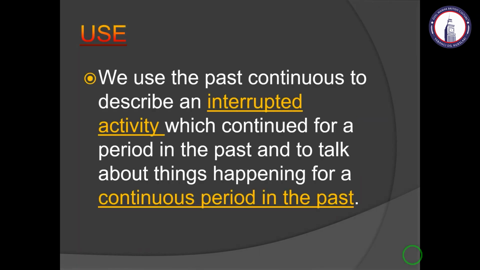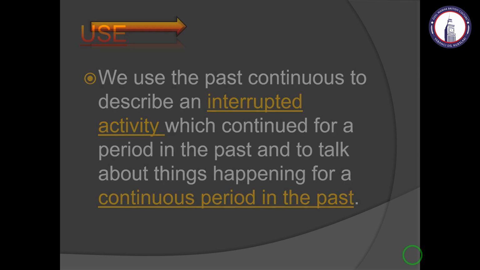So first of all, I'm going to show you where we should use past continuous or past progressive. We use past continuous to describe an interrupted activity which continued for a period in the past, and to talk about things happening for a continuous period in the past. So I'm going to show you how we can use this tense and how an interrupted activity or a continuous activity in the past happened.